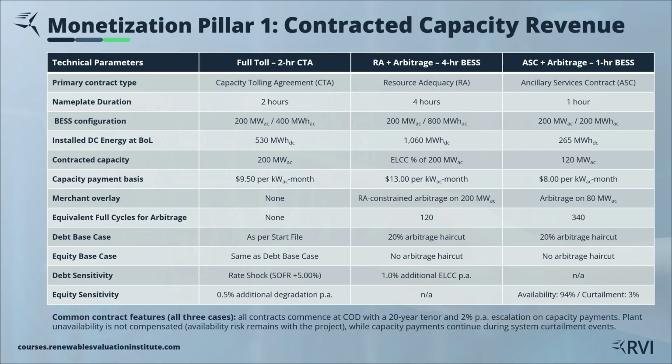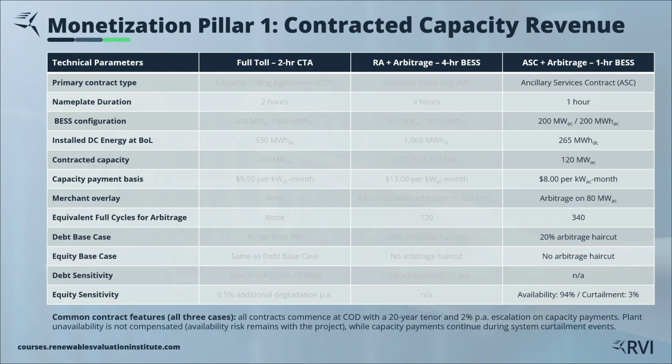In this lesson, we will stay in monetization pillar 1, but we'll now move to the final contracted capacity structure, an auxiliary services contract combined with merchant energy arbitrage. Here's the setup. We're looking at a 1-hour 200 megawatt battery. 120 megawatts are contracted under the auxiliary services contract, and the remaining 80 megawatts are exposed to merchant energy arbitrage.